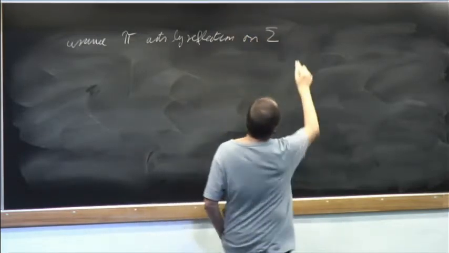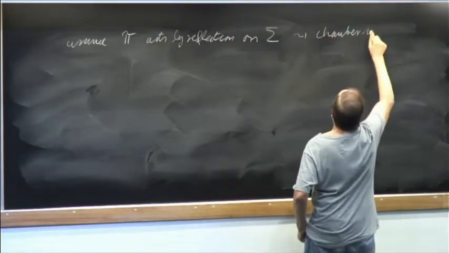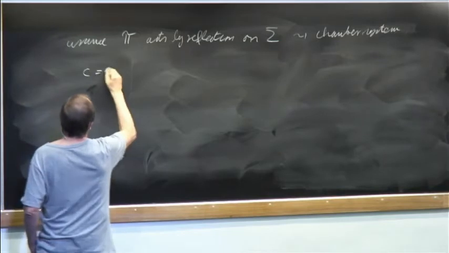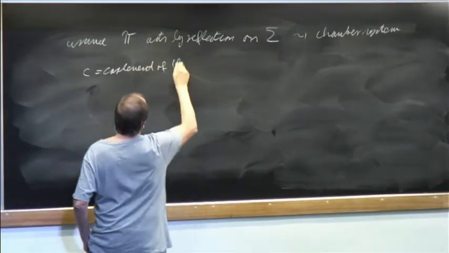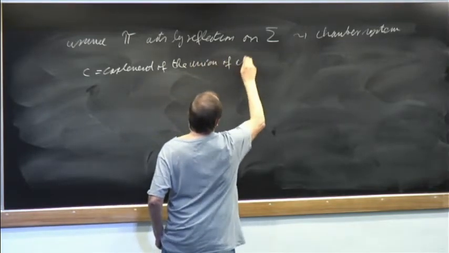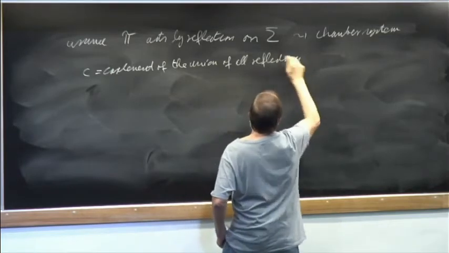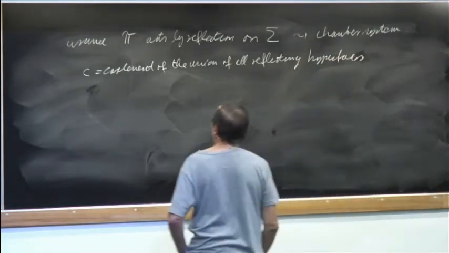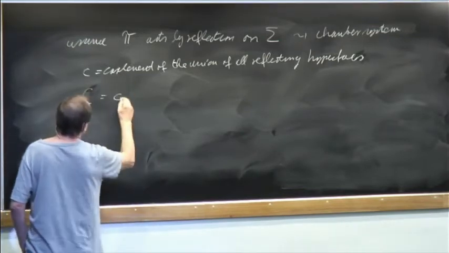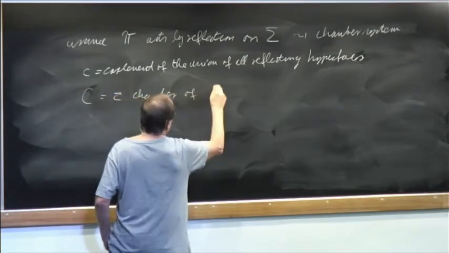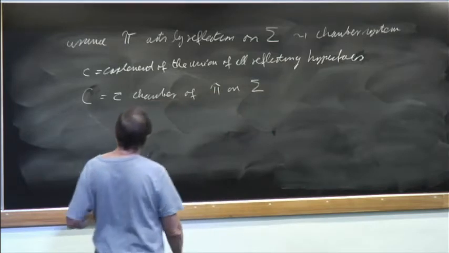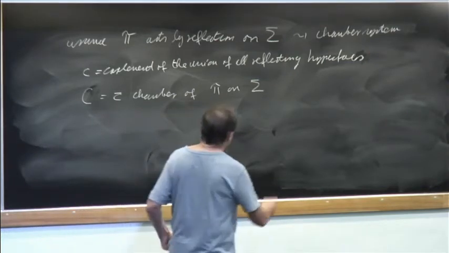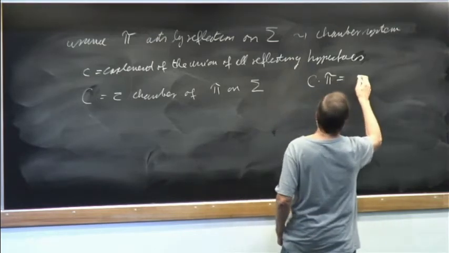I can associate it with a chamber system in the usual fashion. So if you look at the complement, say I call C the complement of the union of all reflecting hypersurfaces, that's now an open set, and the closure of that I call the chamber, for the action of pi on sigma. So it's a fundamental domain of the action, so at least C times pi is all of sigma. Right.